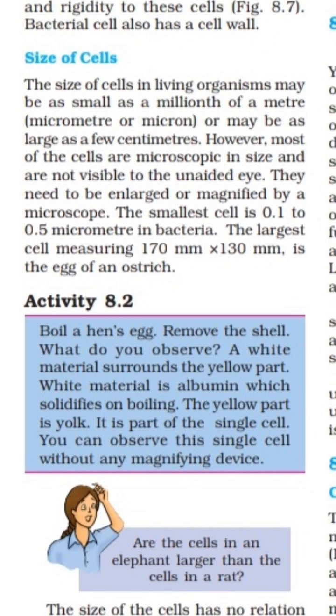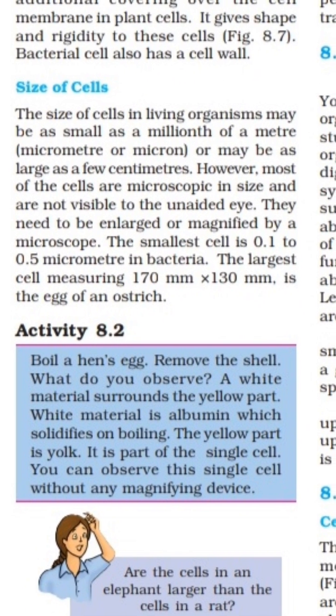Now we will see the size of the cells. Next point, size of the cell. We learned first how animals show variety in the shape of cells. Now we will see how they show variety in the size of the cell. The size of cells in living organisms may be as small as a millionth of a meter, which is called a micrometer or micron, or may be as large as a few centimeters.